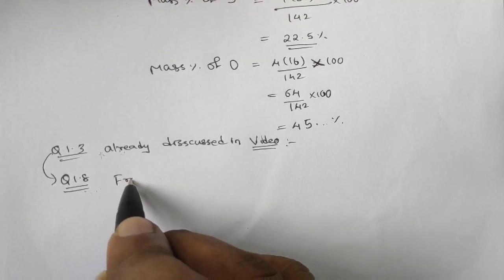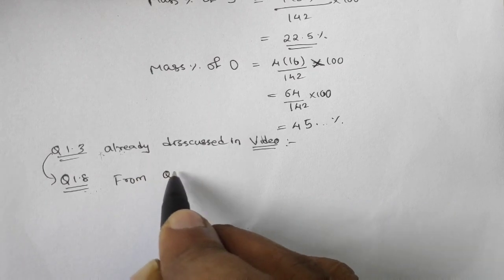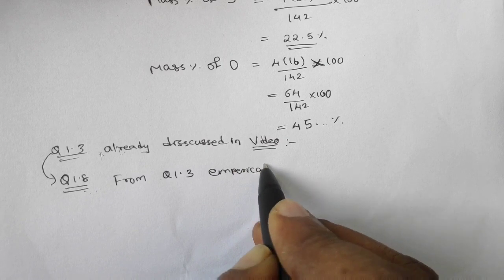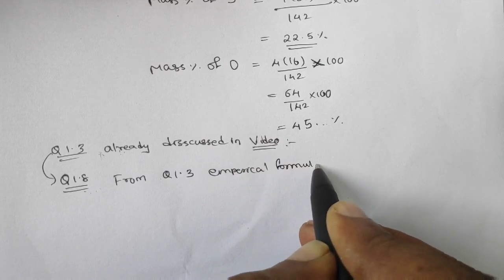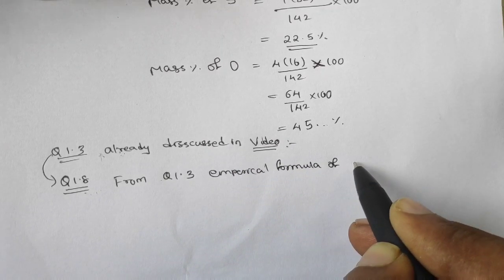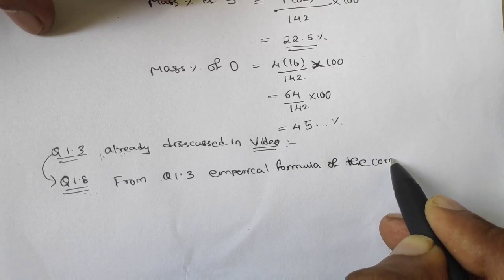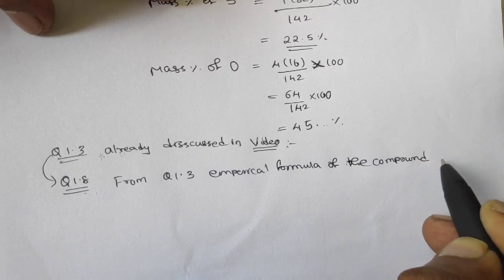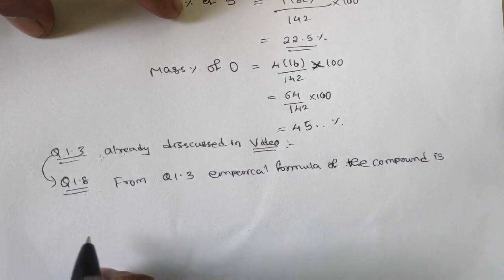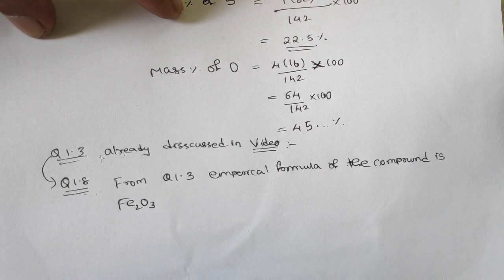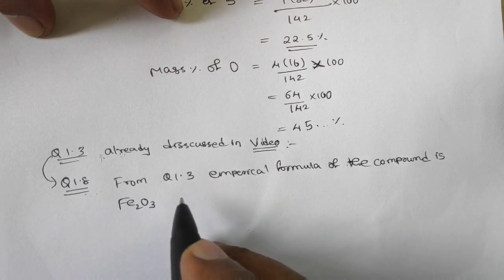Okay, from question 1.3, the empirical formula of the given compound, that is iron oxide, is Fe2O3. Understood? It was Fe2O3. From that we proceed.